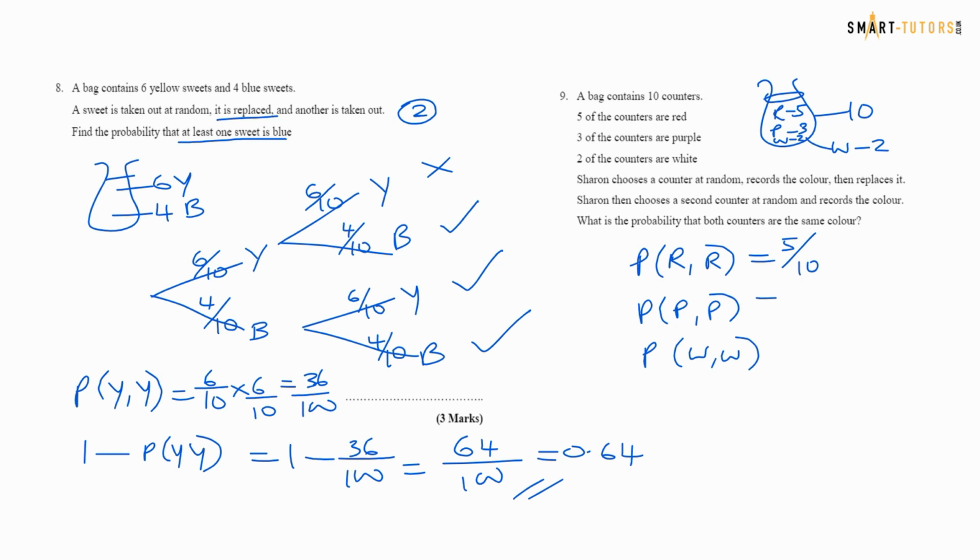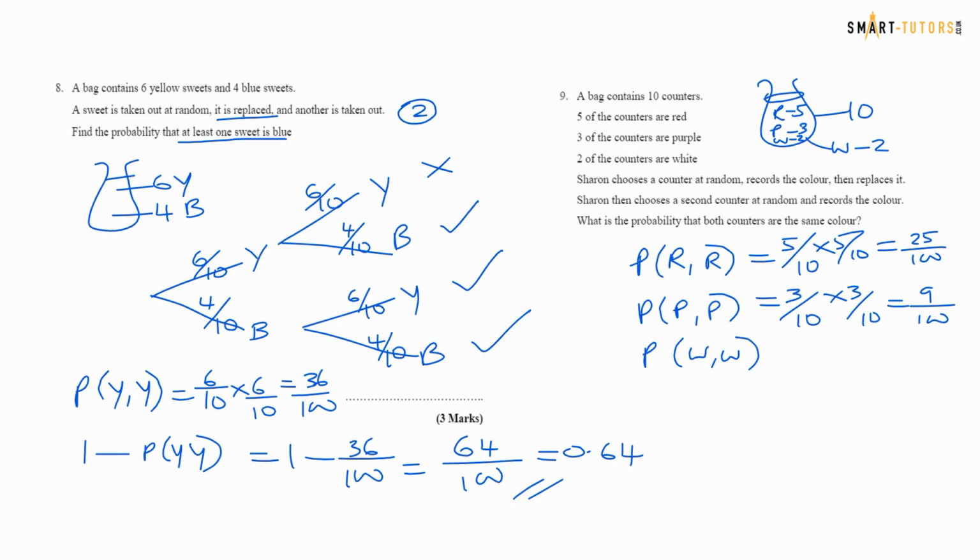So probability of purple, so 3 upon 10 times 3 upon 10. So this one 5 upon 10, 5 upon 10, 25 over 100. This one 9 over 100.